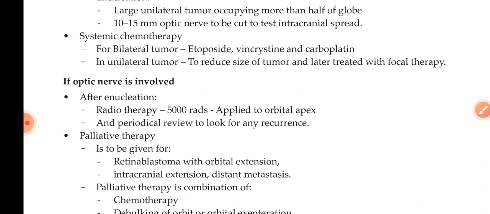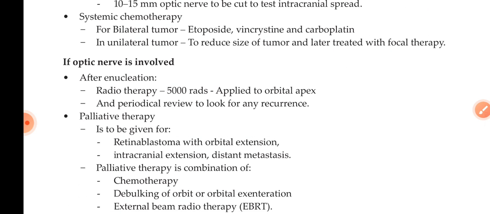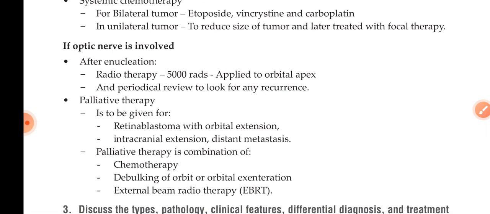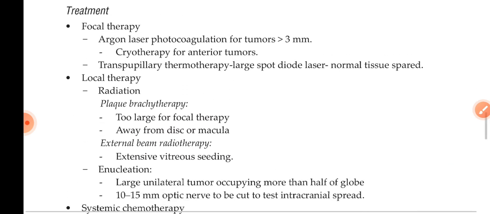If in unilateral tumor, to reduce the size of the tumor and later treated with focal therapy. If optic nerve is involved, okay, sometimes optic nerve may get involved. After enucleation, radiotherapy we will give, that is 5000 rads applied to the orbital apex. Okay, and periodical review to look for any recurrence. Palliative therapy is to be given for retinoblastoma with orbital extension, intracranial extension, and distant metastasis. Okay, palliative treatment, supportive treatment. Palliative treatment is combination of chemotherapy, debulking of the orbit for orbital extension. We will do EBRT, that is external beam radiotherapy. Okay. This is the treatment if the optic nerve is involved. This is the treatment for retinoblastoma.